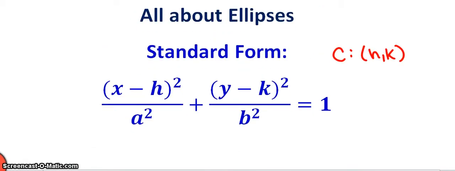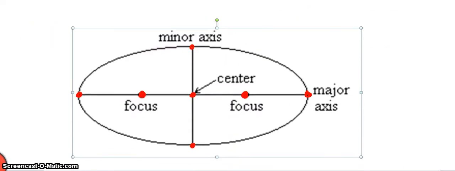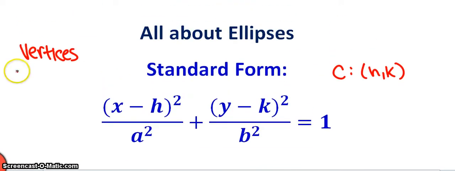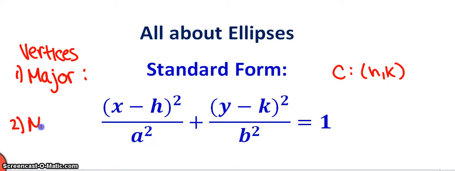So with that said, I think the first thing we want to find is the vertices of the ellipse. Now remember this picture, there are actually two different types of vertices. There are vertices on the major axis, and there are also two vertices that lie on the minor axis. So I'm going to break vertices into two categories. One is how you'd find the major axis vertices, and the second is how you'd find the minor.